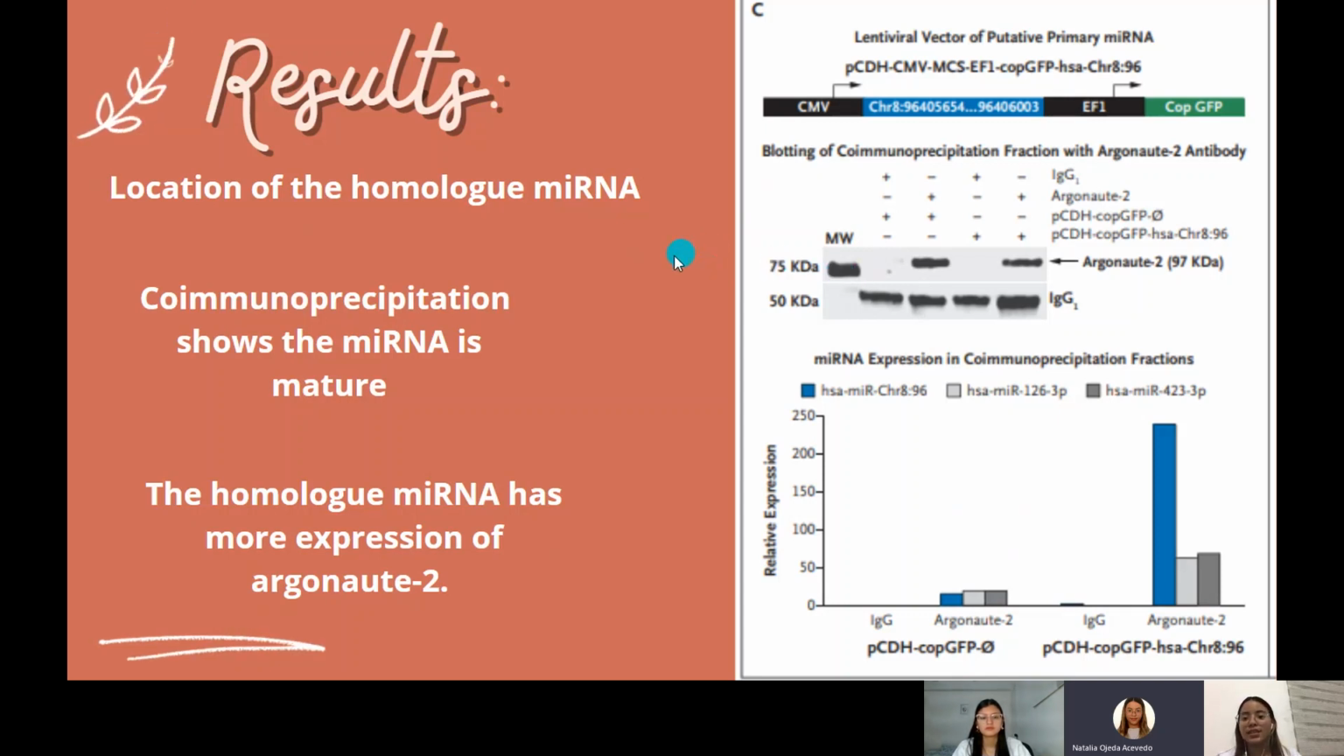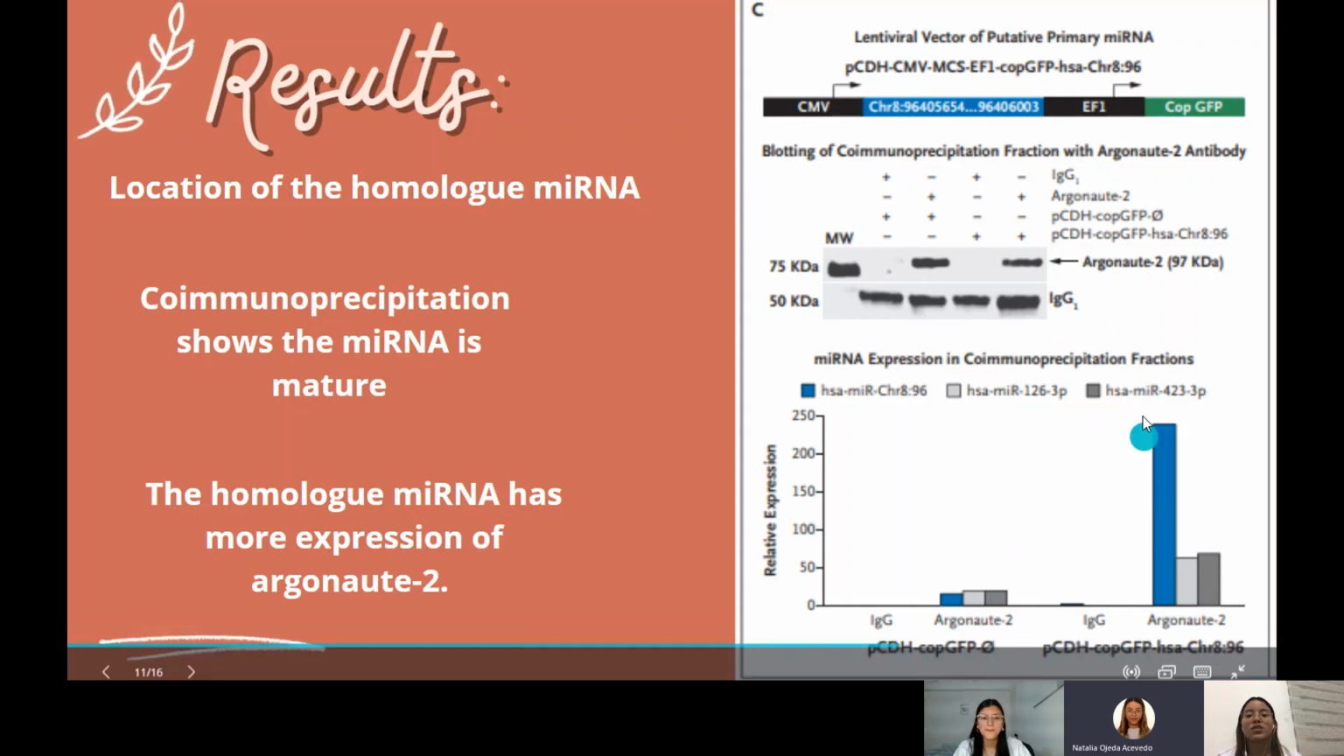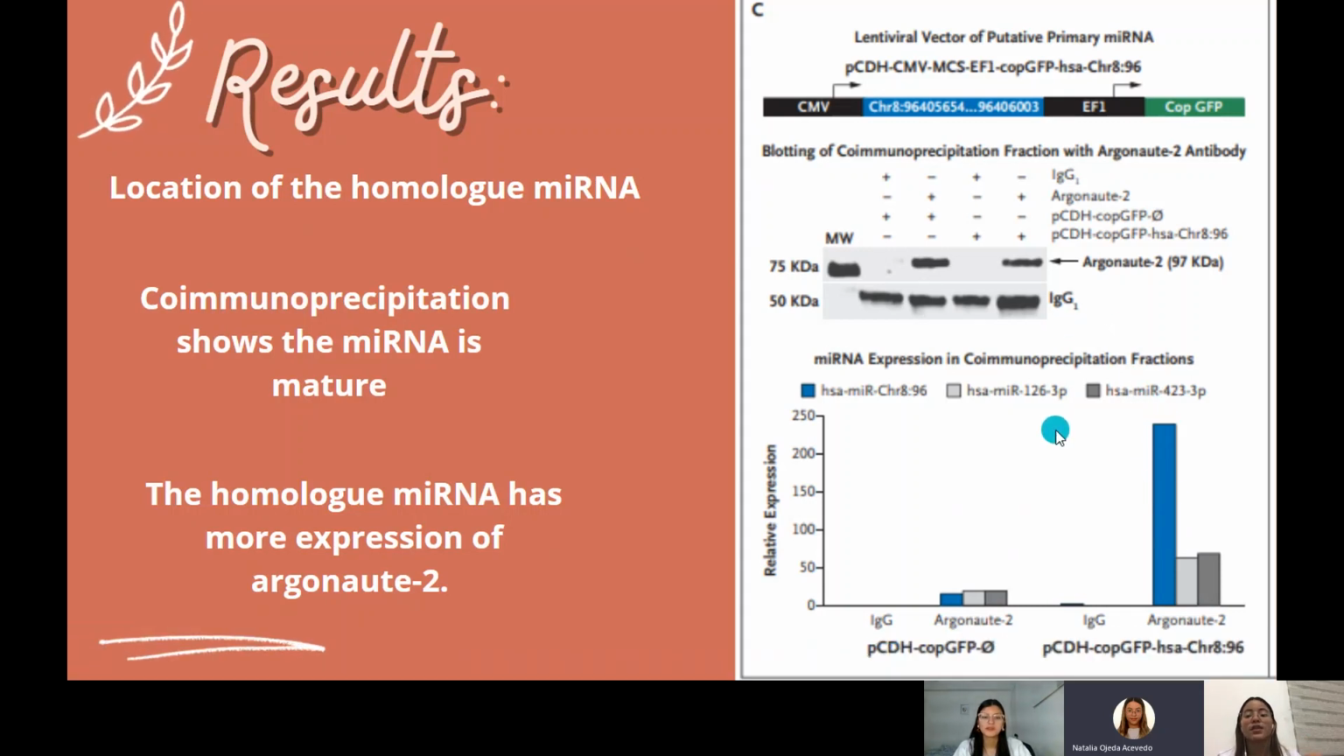The qPCR analysis then shows that Argonaute 2 is mostly expressed in the fraction with the homologue mRNA, which we can confirm down here. The relative expression of Argonaute 2 was really high. This brings us to the conclusion that the mRNA was processed and mature.